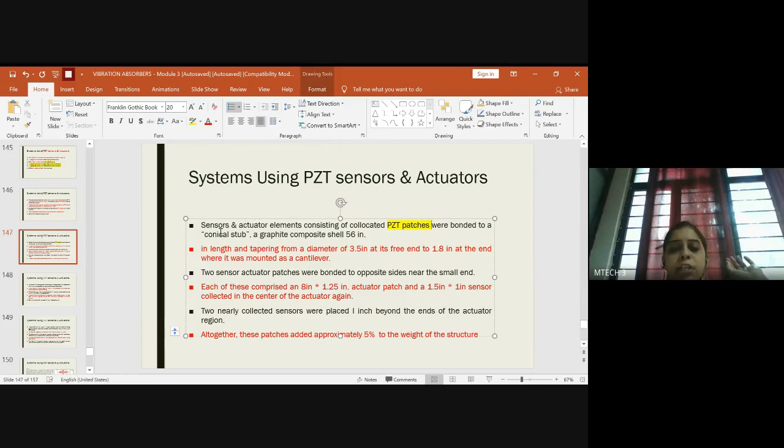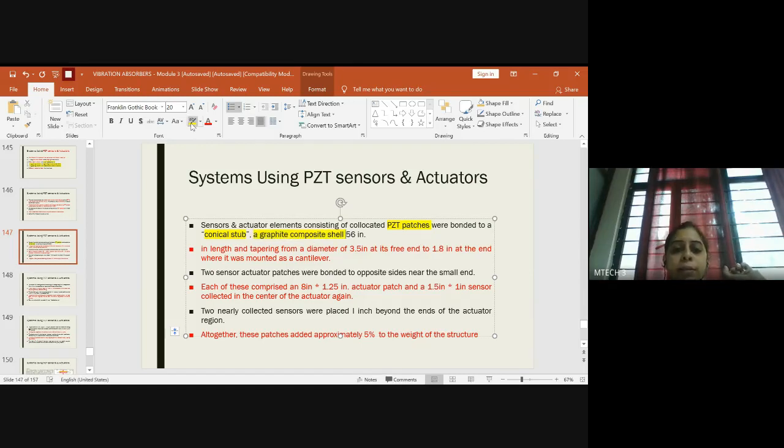And these patches were bonded to a conical stub. Finfield used these PZT actuators and sensors which were bonded to a cylindrical unit, but this fellow made the PZT patches bonded on a conical stub. So you know how a conical structure will be. He took a conical stub and on that the PZT patches were applied. Okay, so this conical stub was made of a graphite composite shell.